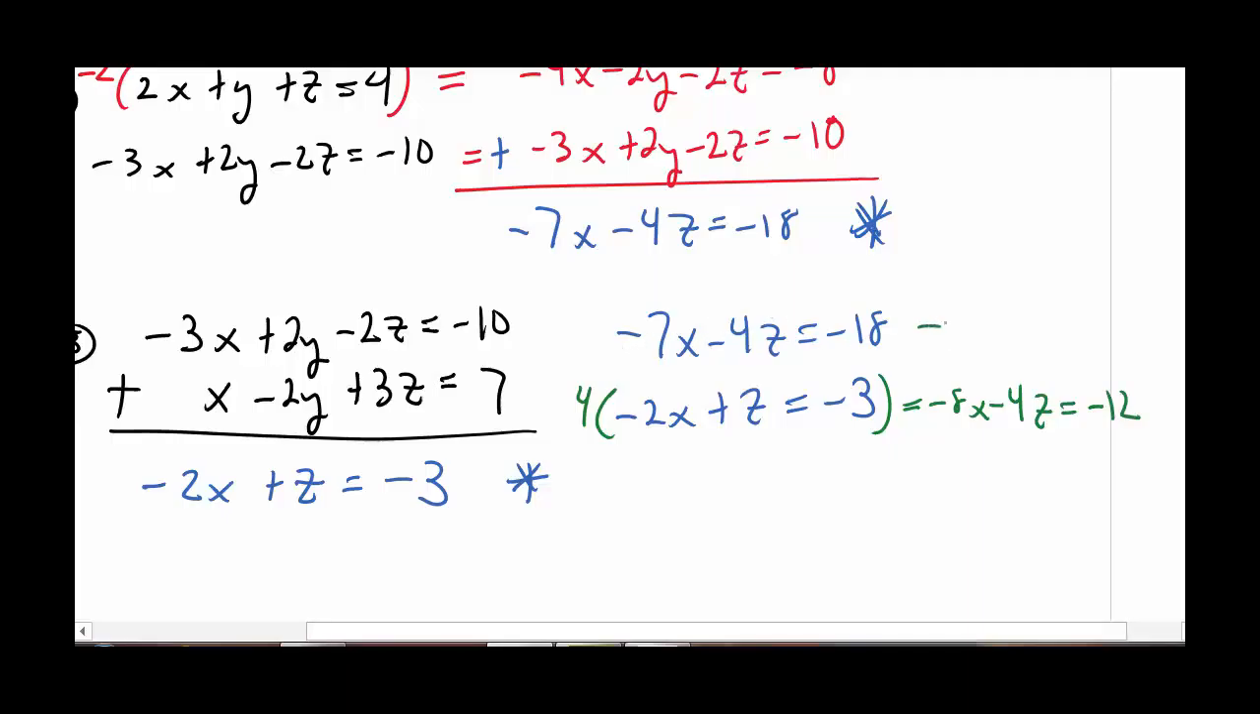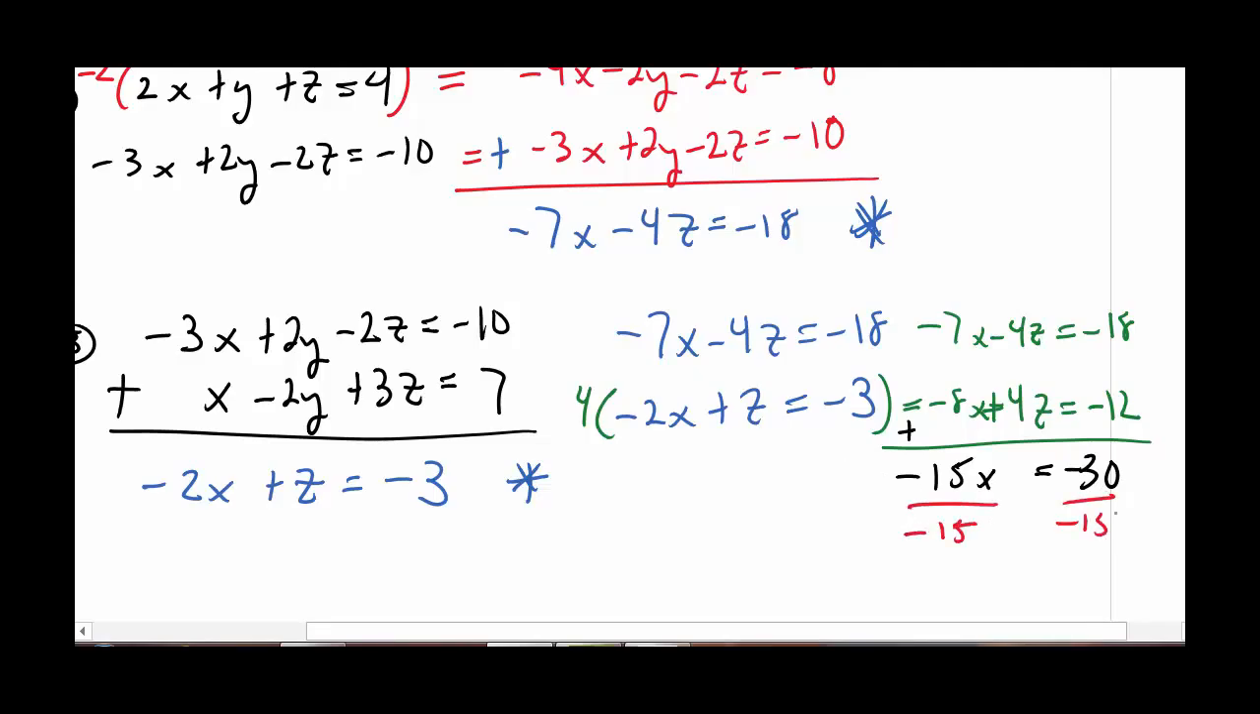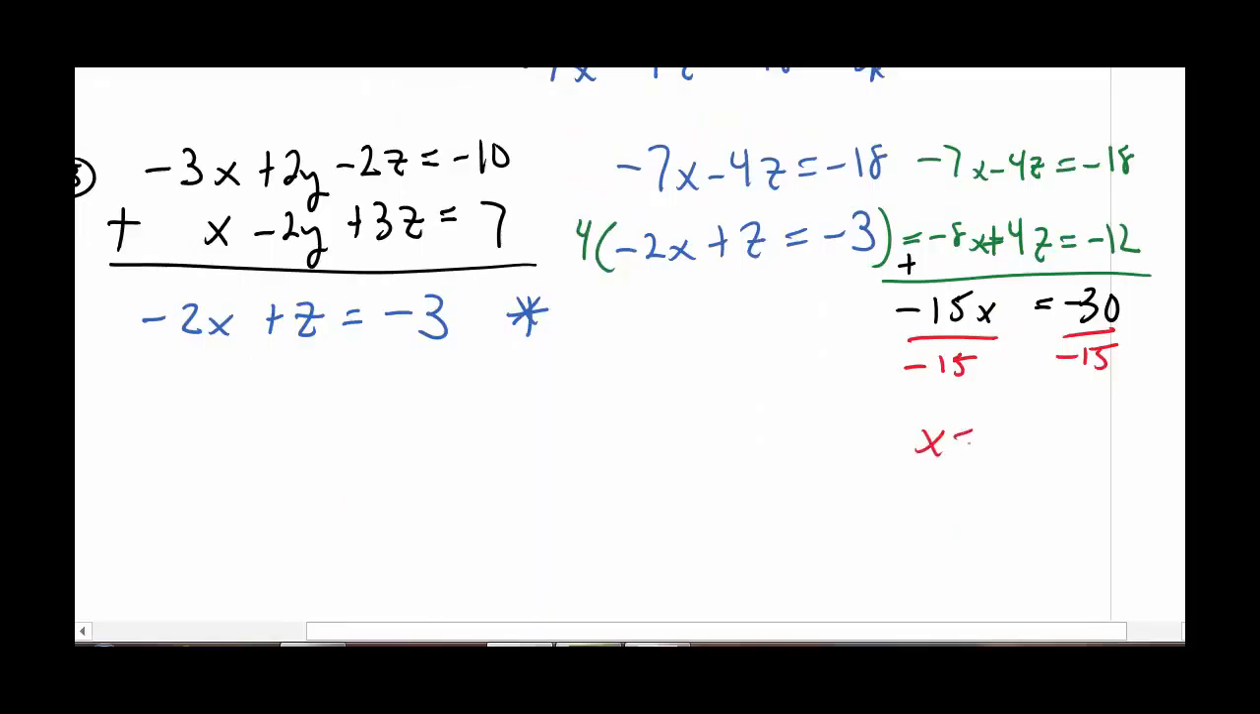And I'll just bring over that negative 7x. So negative 7x minus, I'm sorry, let me double check my math on that. Should be plus 4z, shouldn't it? Okay, everything else is good. Okay, so I just got excited about that negative. Minus 4z equals negative 18. All right, and then when I add the 2 equations together, I get negative 15x equals negative 30. Ooh, I see this one. So we get x is, set that up there. So x is 2.